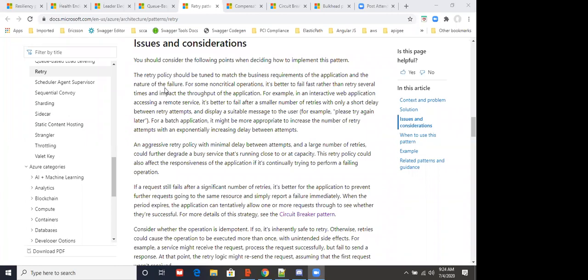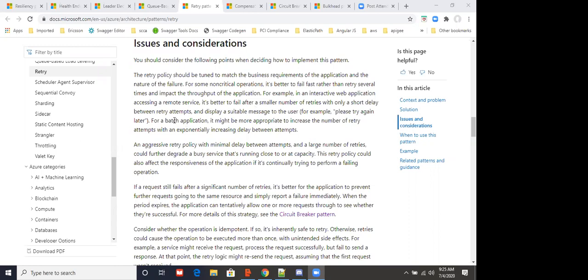So often you should again see what your business requirements are and what kind of failures occur in the systems. For some applications, as they're saying here, it's better to fail fast rather than retry several times and impact the throughput. For example, for web applications, latency is important. If you keep retrying many times, it's going to add more delay. So even if you retry, you just use a short delay, and within milliseconds you retry a couple of times. And if it fails, you can simply say, please try again later. You need to have some interaction or message to the user, because it's an interactive application.